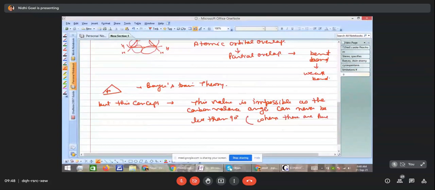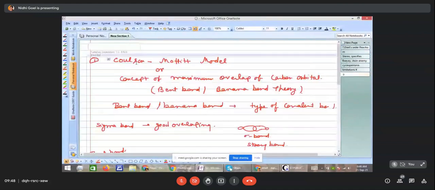Then these are pure p orbitals. If p orbitals overlap, the carbon valence angle will be 90 degrees according to this theory, called the Coulson-Moffitt model.